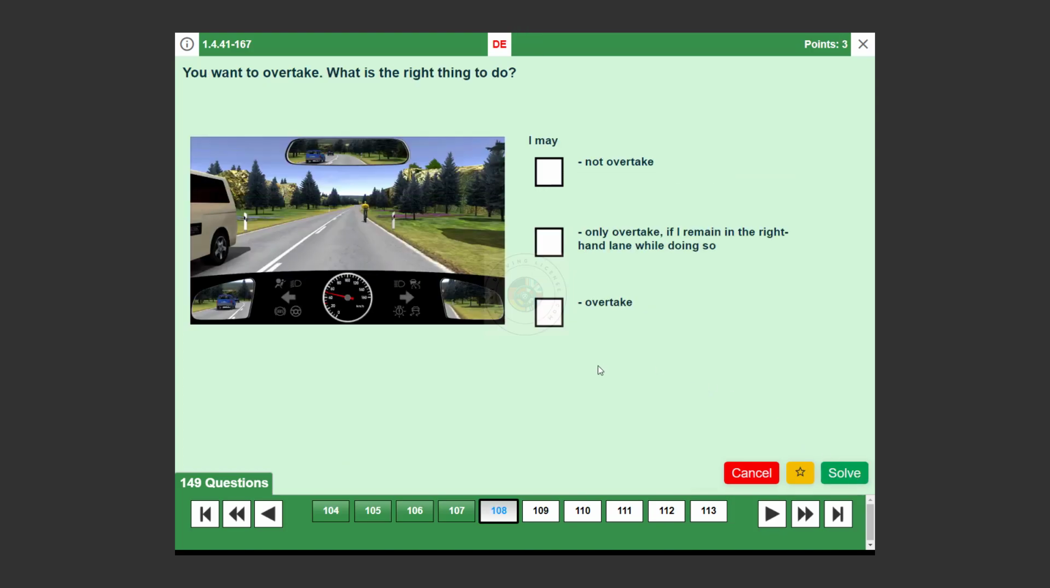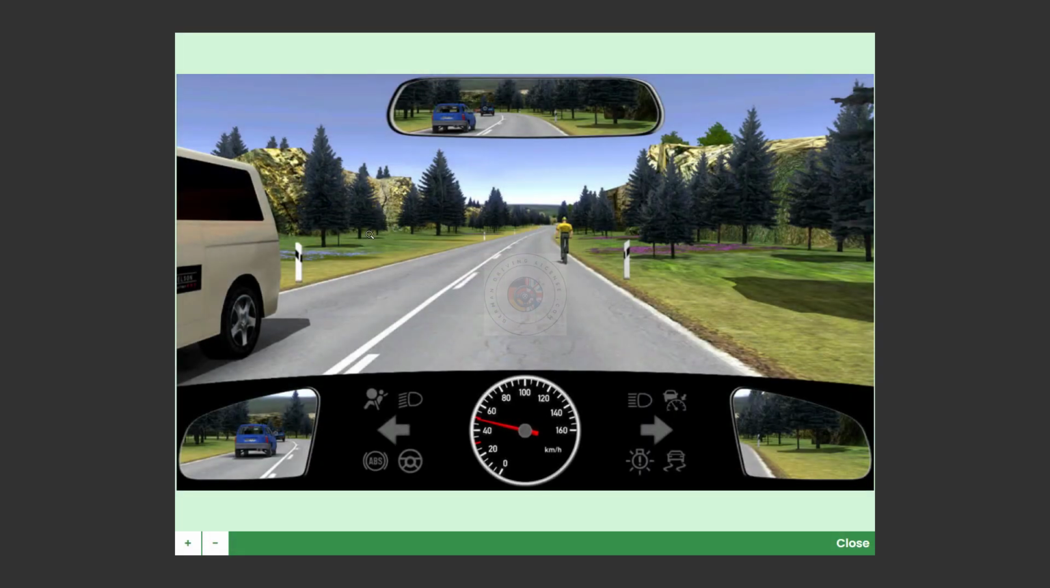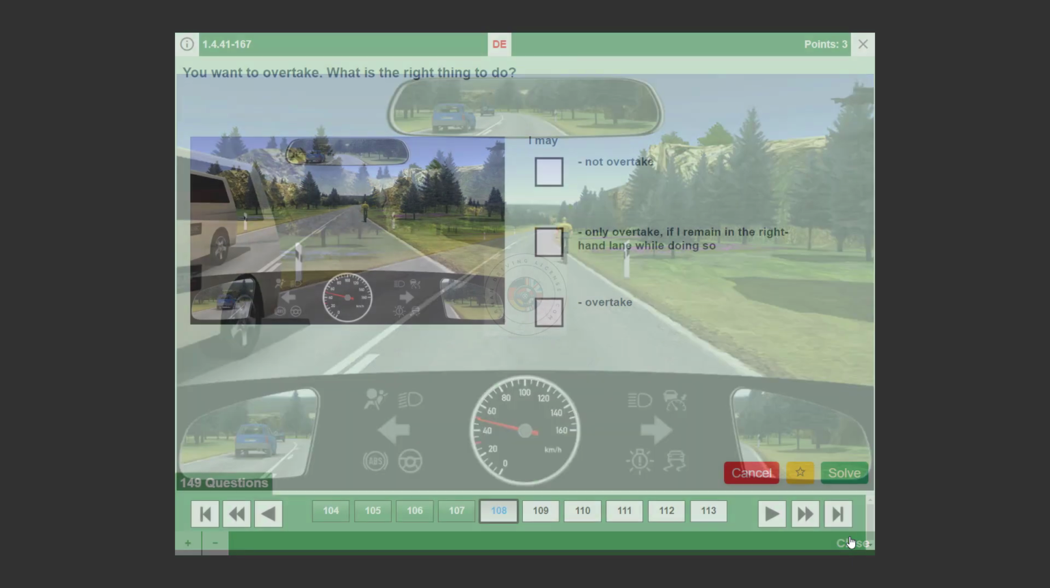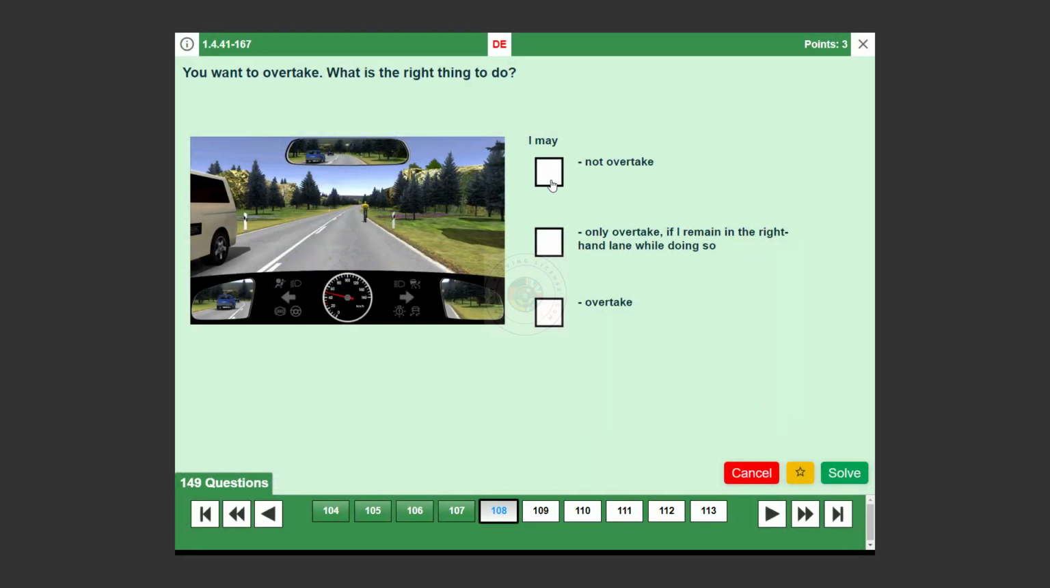Question number 108. You want to overtake. What is the right thing to do? Not overtake. False. Overtaking is not outright prohibited in this scenario. Only overtake if I remain in the right-hand lane while doing so. False. Staying in the right lane while overtaking isn't a requirement here. Overtake. True. You can overtake provided it's done safely without endangering or hindering other traffic.